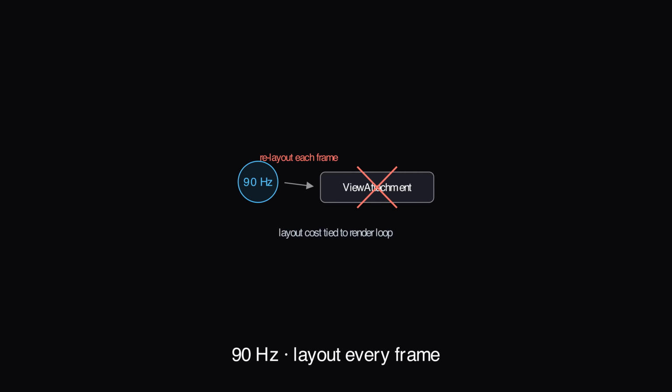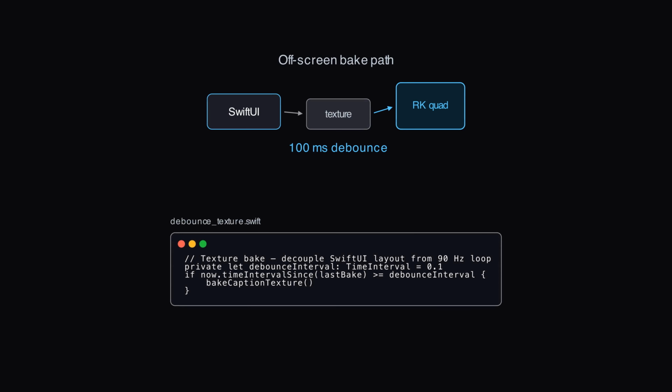RealityKit runs at 90 Hz. Hosting captions via view attachment means SwiftUI would re-layout on every frame. Layout cost tied directly to the render loop. We avoid this path. Off-screen bake: we render the caption in SwiftUI, snapshot to a texture and composite on a lightweight quad in the scene. This debounces rebakes to 200 milliseconds, so we don't thrash the GPU.